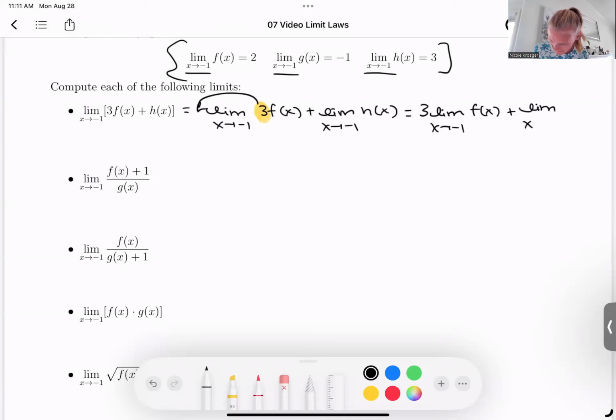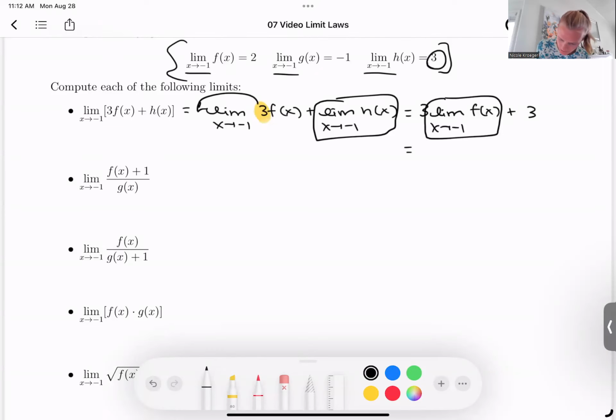We still have that limit. Actually, the second piece here will make our life a little easier. We know that that is equal to 3. So I can just write a 3 out here. Now this piece here is equal to 2. So I can have 3 times 2 plus 3. So that's 6 plus 3, which gives me 9 out here. So the limit laws allowed us to compute that limit using all of these properties. Try some of these other ones and see what you can do. I'm going to keep recording, but you should try them on your own first.